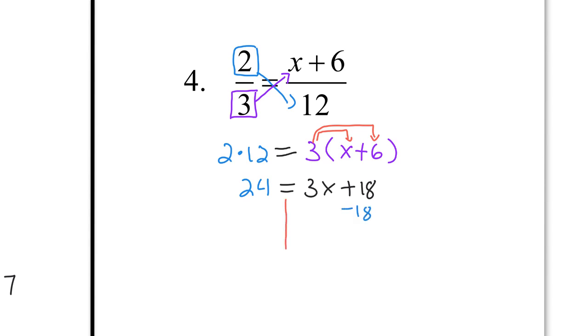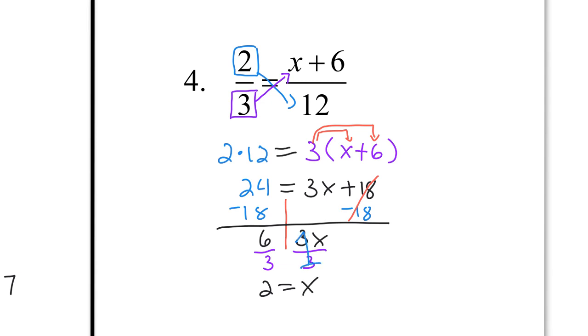Subtract 18 from both sides. So this cancels right here. 24 minus 18, that's going to be 6. You bring down the 3x over here, and you divide by 3. So we get 2 on one side. 6 divided by 3 is 2. Over here, this turns into 1, and we just have the x. So my answer is 2 equals x, or you can say x equals 2.